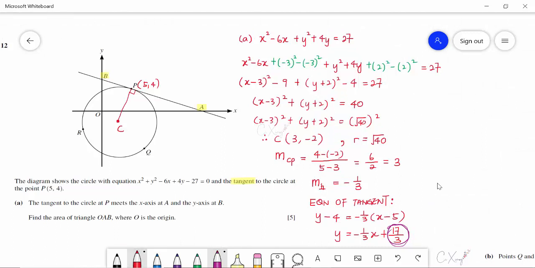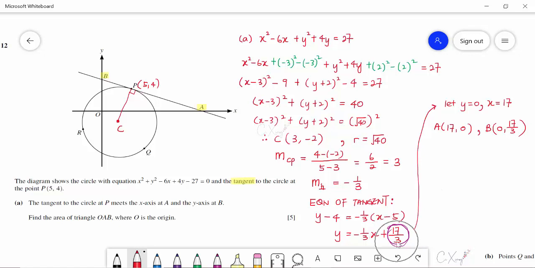Now I want to find the x-intercept. For the x-intercept, we let y equal 0. So from here, x is actually equal to 17. That means the coordinate for A will be (17, 0), and B will be (0, 17 over 3), because from the equation itself, we already know that this is the y-intercept.